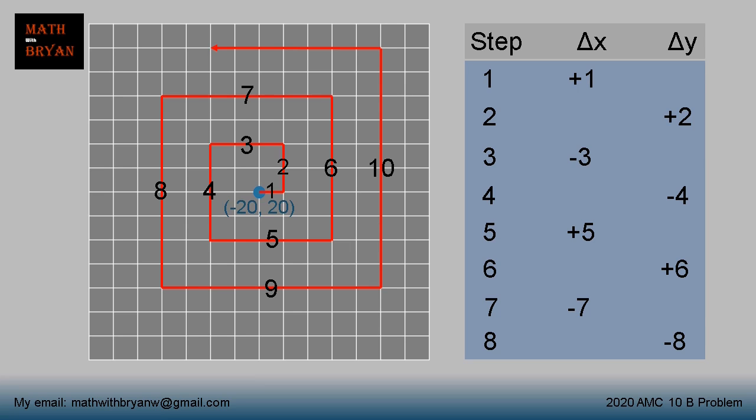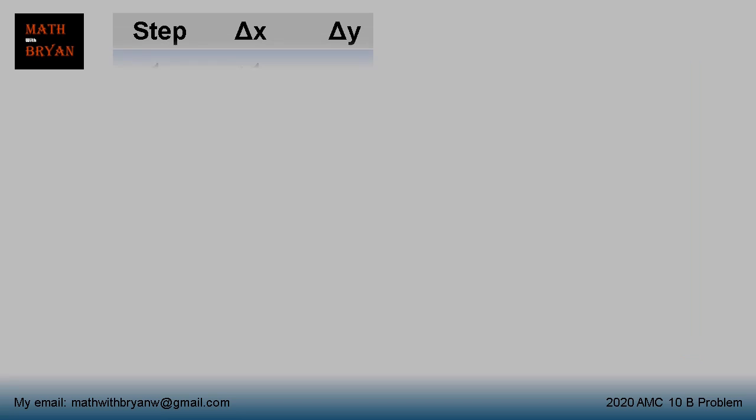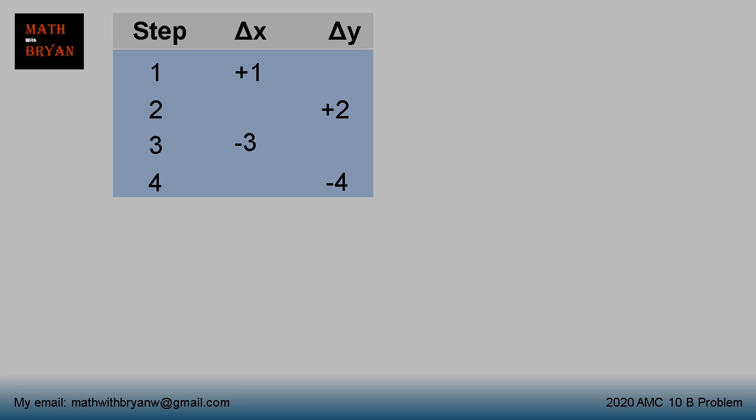Now let's take a look at the path Andy makes. He starts facing east. After 4 steps, he's facing east, and after another 4 steps, he's still facing east. This means that every 4 steps, his process repeats, always facing east. Let's take a look at the change in x and change in y for every 4 steps.